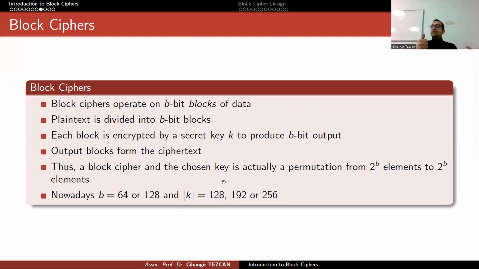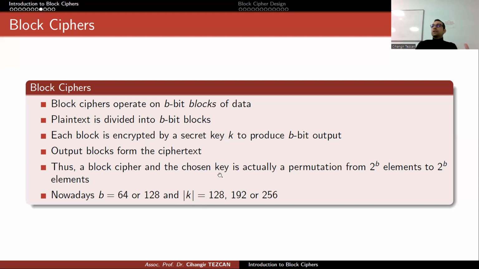And if you change the secret key, for instance, all 0 input maybe goes to all 1 output. Once you change the secret key, all 0 input will most probably go to something else. This is why you are using the same algorithm, same input, but a different secret key. So the whole security actually is on the secret key.